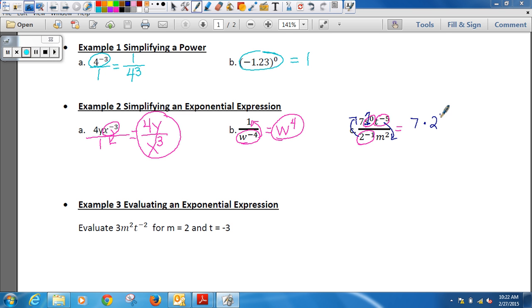If I move it, lose it, 2 to the 1st, over m squared, which stayed because it didn't have a negative exponent. T to the negative 5th needs to move, lose it, t to the 5th. I can simplify the numerator. 2 to the 1st is 2, so 7 times 2 is 14 over m squared t to the 5th. And that's my final answer.